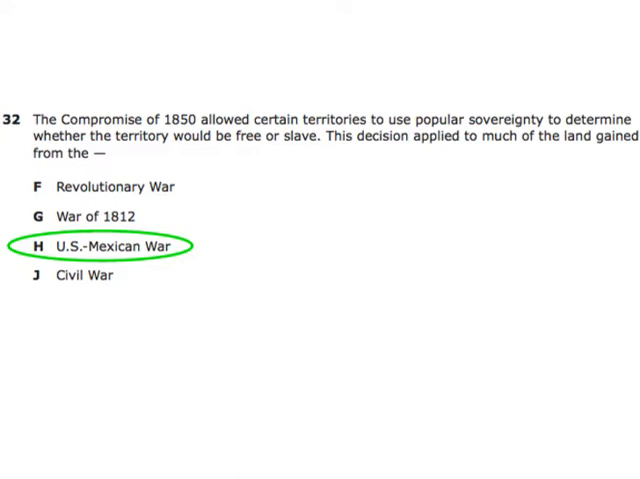So this one makes sense. We wouldn't do this after the War of 1812 when the Compromise is 1850. That's way later. The Revolutionary War was even before that, and the Civil War was after this. So there's only one that makes sense.